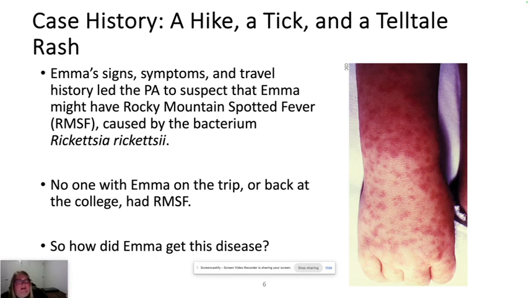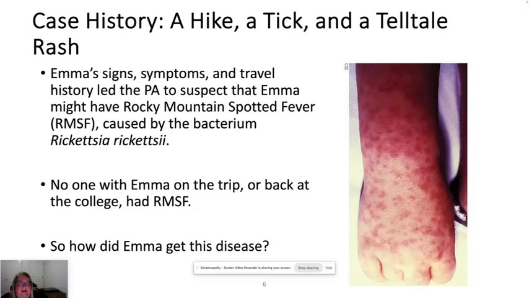Okay, so between Emma's signs and symptoms and her travel history to North Carolina, the PA is starting to suspect that Emma has Rocky Mountain Spotted Fever, or RMSF. Rocky Mountain Spotted Fever is kind of a misnomer. It is not caught anywhere in the Rocky Mountains. This is specifically an East Coast disease.